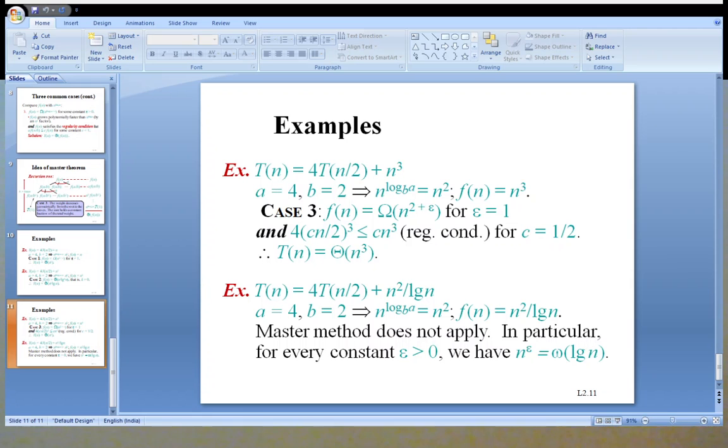So in this case, when we check the relation between f(n) and n raised to the power log a base b, we can do that by simply dividing the functions. Then we can say that they are 1 by log n of each other. So f(n) is 1 by log n of the term n raised to the power log a base b, which means it is not related to the other term within a polynomial ratio. So in this case the regularity condition cannot be satisfied, and we can say that this question cannot be solved using the Master's theorem.